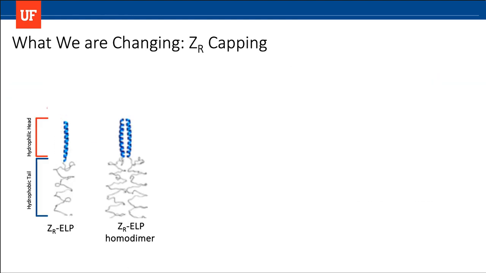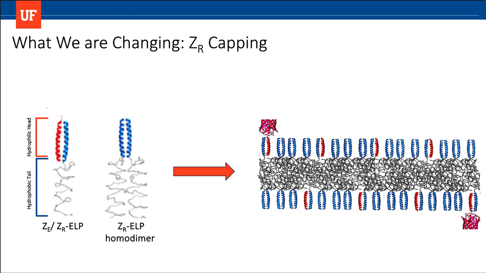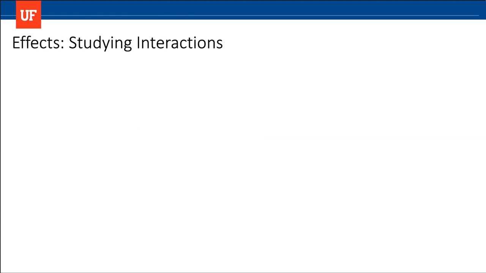So what we are changing. The focus of my project was to isolate the ZE protein and to use it to cap the ZR-ELP protein. This would change the morphology of the membrane. We could then change the ratios of the amount of each protein we have and see how it affects the vesicle structure and function. This was done by using electron microscope, dialysis testing, size testing, etc.